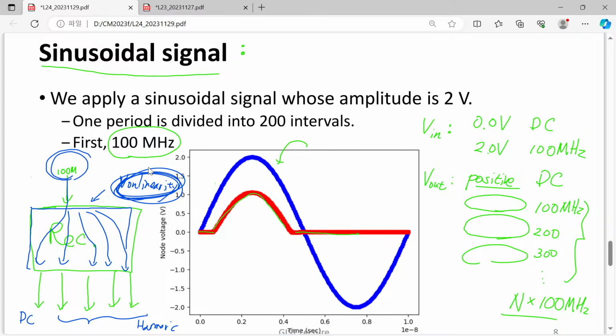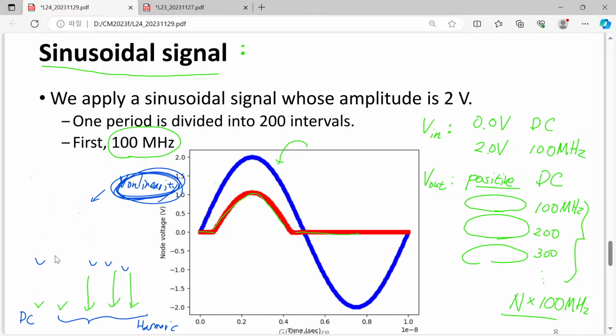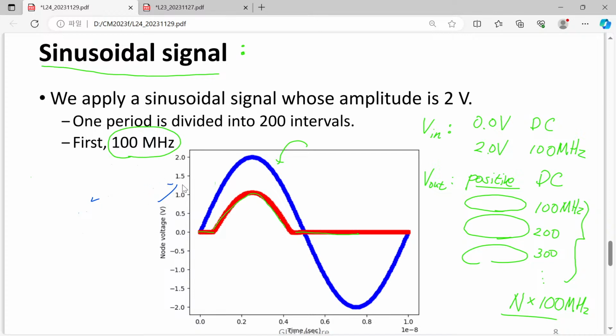But anyway, that is the contents of our usual microelectronics course. But since some of you are not familiar with this concept, I just repeat this concept again.